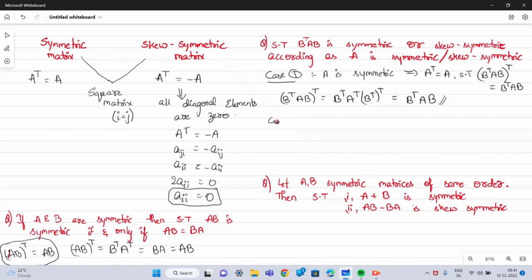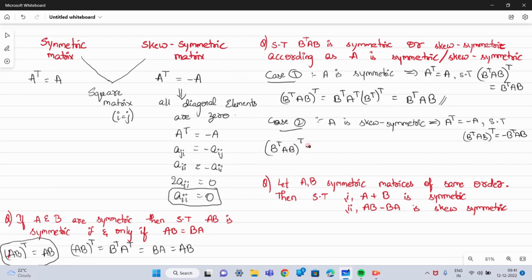Now, case 2. Case 2 is A is skew symmetric, which means A transpose is equal to minus A. Now we need to show that B transpose AB is also skew symmetric by proving this equation.